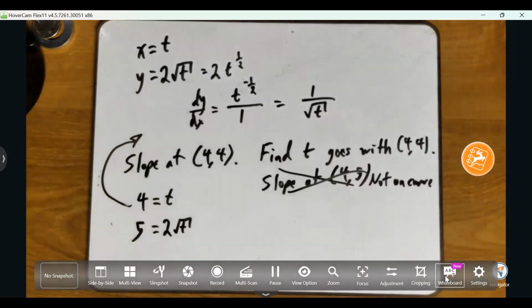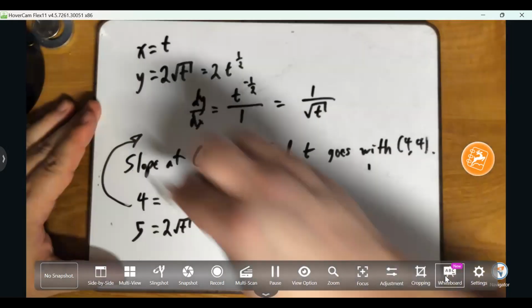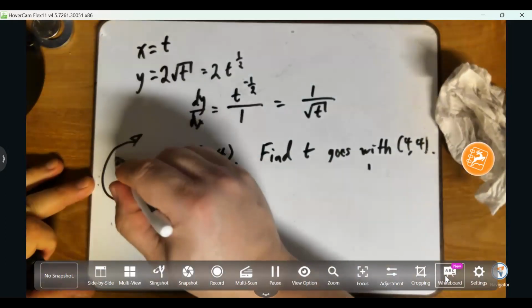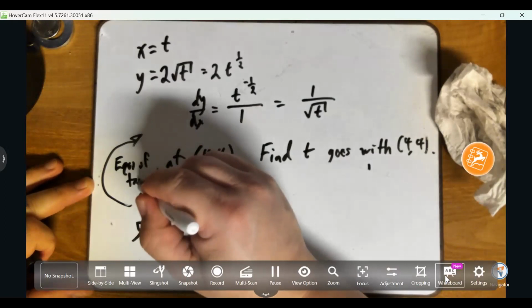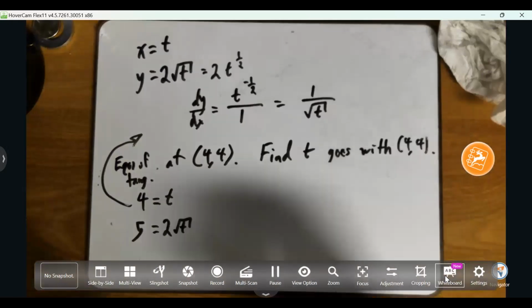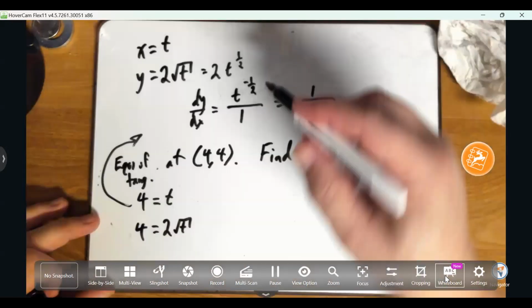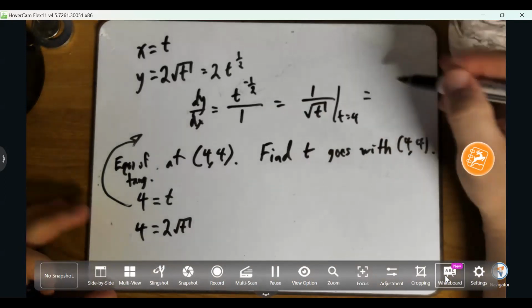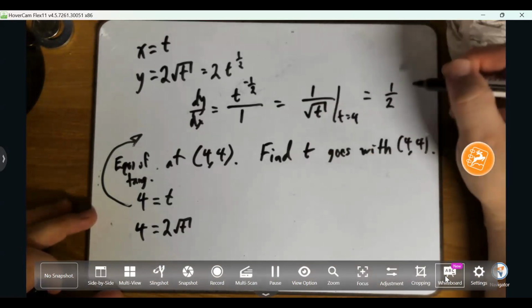Okay. Let's add one more wrinkle to this just to see the problem. So instead of the slope at 4, 4, suppose I ask for the equation of the tangent at that point. Well, we've done our stuff. We've found t equals 4, and so I need the slope at t equals 4, and so it's the equation of the tangent at 4, 4. So the slope that corresponds with that is 1/2.